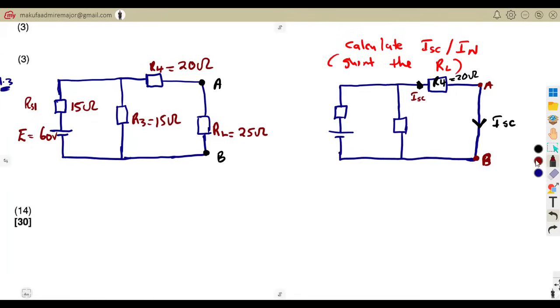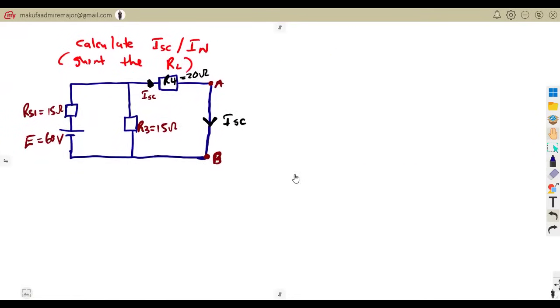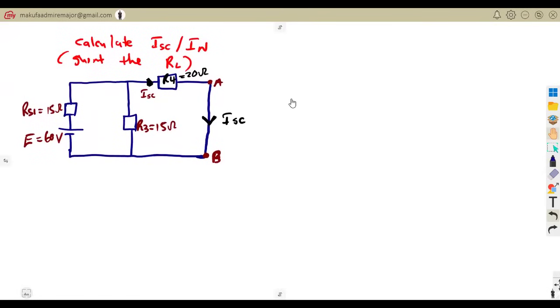So meaning to say these are the resistors, they are going to remain as they are. Your R3 as it is, which is 15 ohms. Remember, we calculated this series combination. We got also 15 ohms, and this is our E, which is 60 volts. So how are you going to get the short circuit current? According to the look of the diagram, in order for you to calculate the short circuit current, you use whatever you understand about this circuit: your Ohm's law, the current divider rule, everything that you do understand.